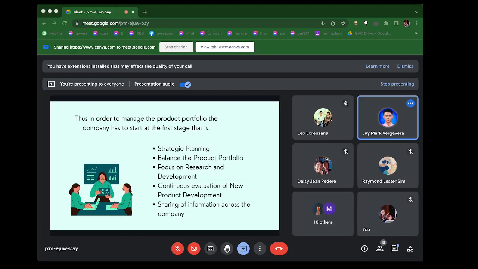Fifth is the sharing of information across the company. In order to speed up product development, the company must ensure that mistakes are not repeated and good practices are duplicated across the company. Hence, the knowledge of product development must be shared across the company.